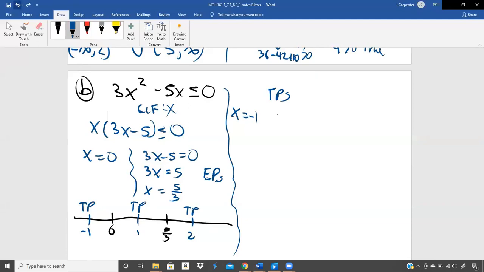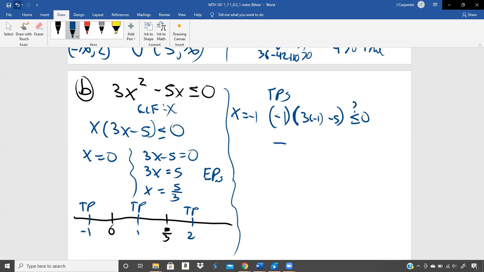So we're plugging into the factored form. So we get negative 1 times 3 times negative 1 minus 5. And we're asking, is this less than or equal to 0? What I'm going to break this down into is just a product of positives and negatives. So the product is the negative 1 times the 3 times negative 1 minus 5. So in fact, I'm going to wrap the negative 1 in parentheses because of that. Okay. So what I'm going to do is I'm just going to write each of these as positives or negatives ultimately. So negative 1, in terms of the factor, that's a negative. Negative 1 is a negative.